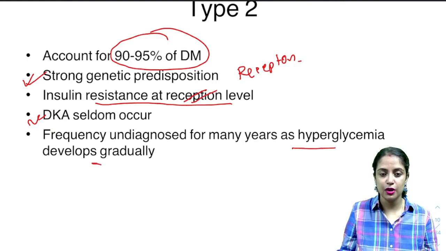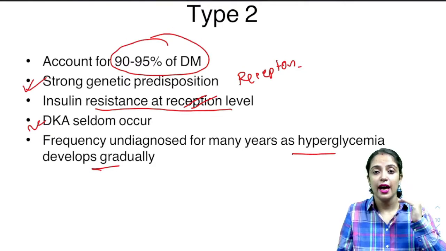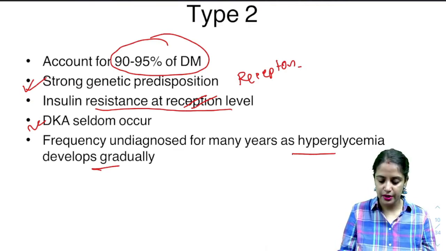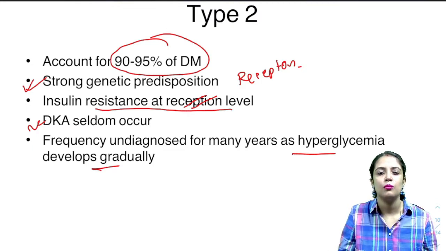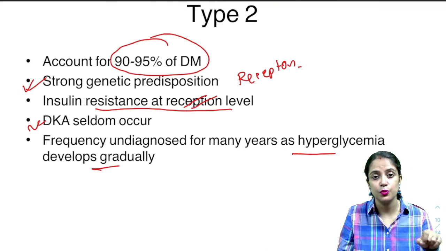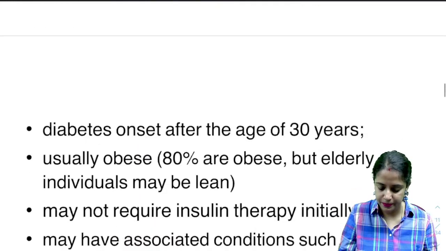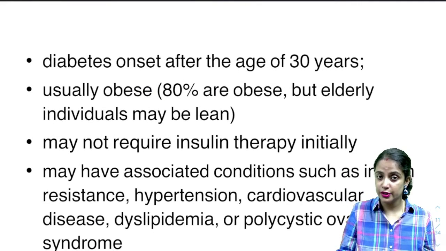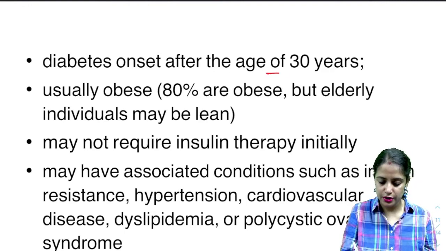Because hyperglycemia in type 2 diabetes develops gradually as the resistance builds up, the patient gradually develops hyperglycemia over a period of years. So most of the time the presentation is with complications of type 2 diabetes mellitus. The onset, as I said, in type 1 is before 30 years, but in this it is usually after the age of 30 years.